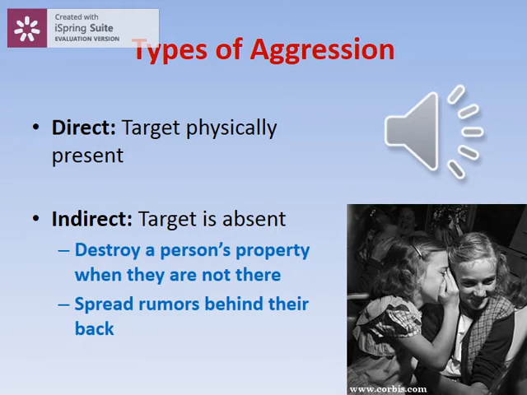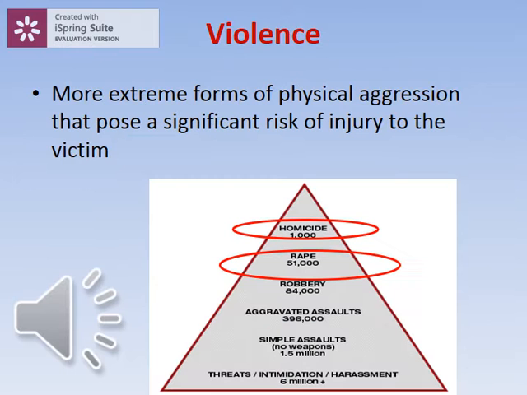Another distinction is between direct aggression, which occurs when the target is physically present, and indirect aggression, which occurs when the target is absent. For example, destroying someone's property when they're not there, or spreading rumors behind someone's back.